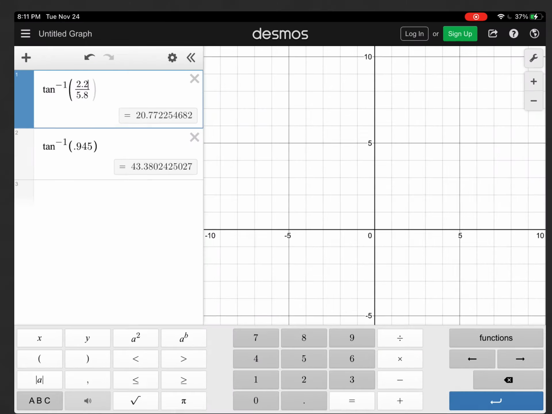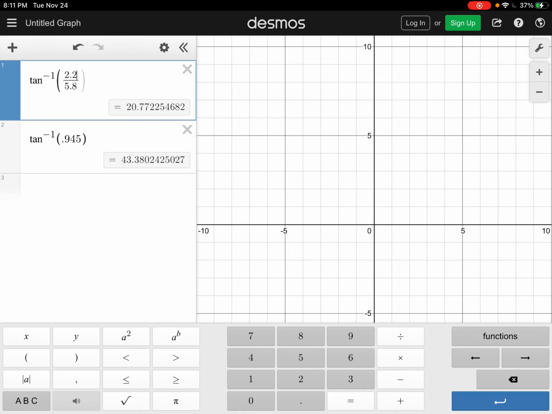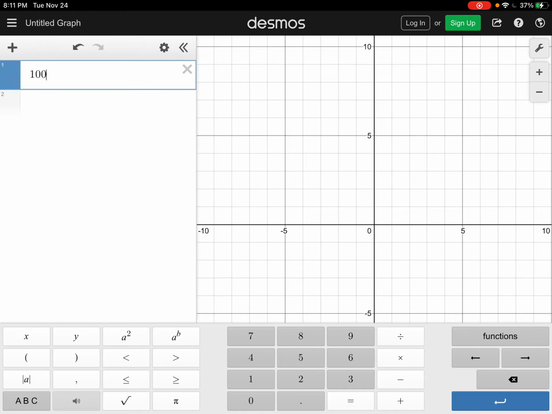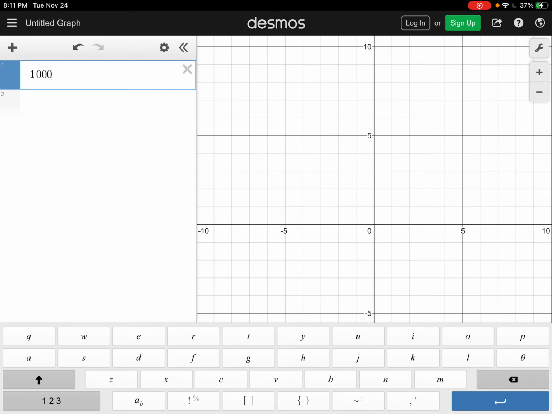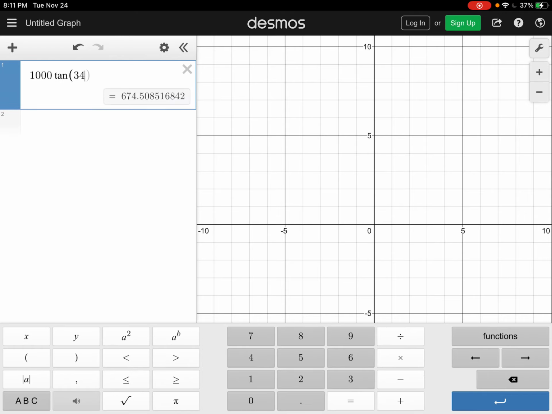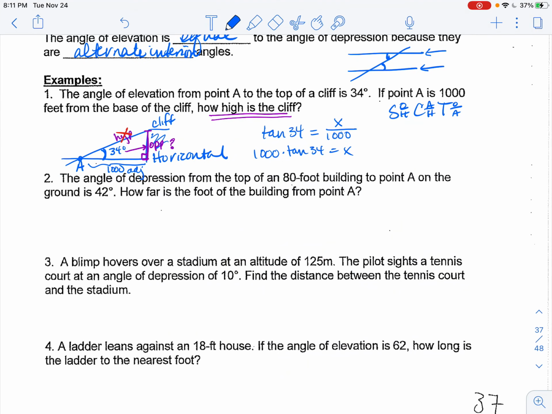This is what we take to Desmos. So let me go ahead and clean these up a little bit. 1,000 times tangent, open parentheses, 34, and that's 674.5 feet tall. That's how high the cliff is.